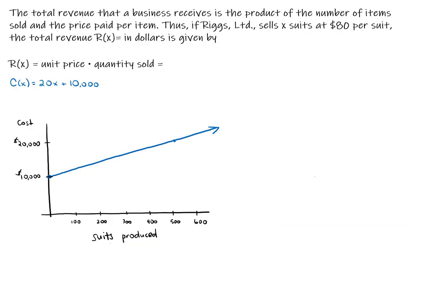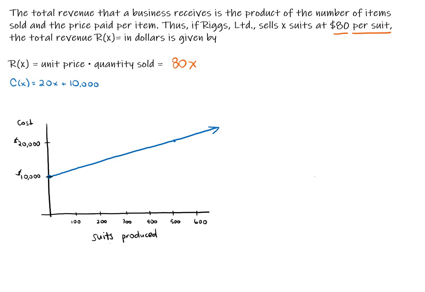Moving on to the next question, we're talking about revenue first, and the total revenue that a business receives is the product of the number of items sold and the price paid per item. That means we're multiplying them. Thus, if they're selling X amount of suits at $80 per suit, meaning multiply, we're going to get $80, our unit price, times X amount of suits sold. So our R of X function is 80X.